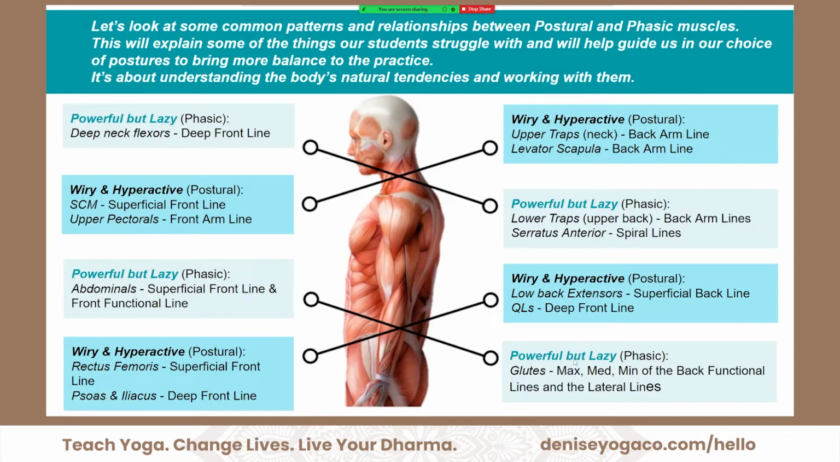And then on the other side of that, we have our powerful but lazy muscles, phasic muscles, and those are the glutes. We think of these glutes as big muscles. And yeah, they are big, powerful muscles, and they're part of the back functional line, but they're also part of the lateral line. So automatically, when we use organization and activation, we're turning these on. So with just a simple action like that, we're already lighting up our phasic muscles of the functional line on the back side. So let's just sit with that. I want to see these blue ones that are all wiry and hyperactive.